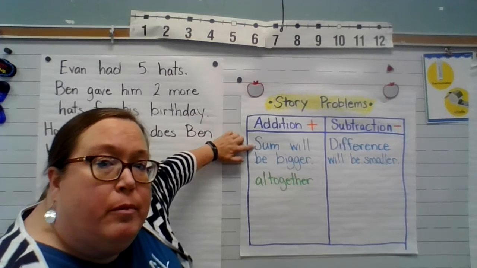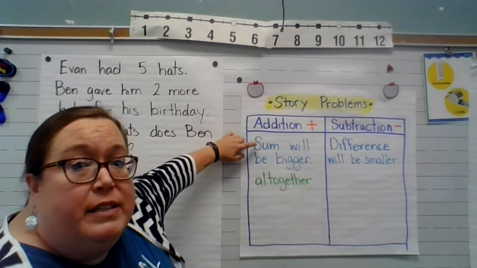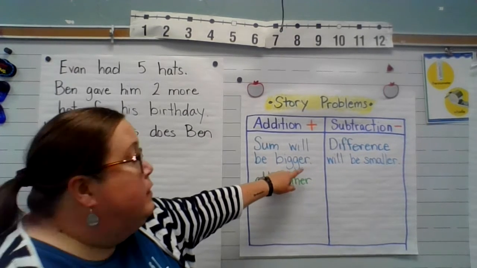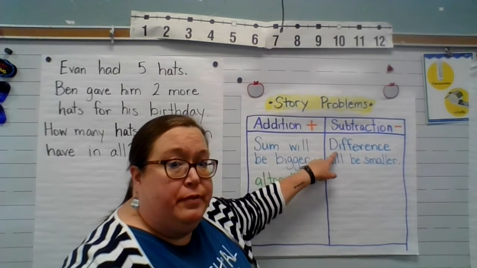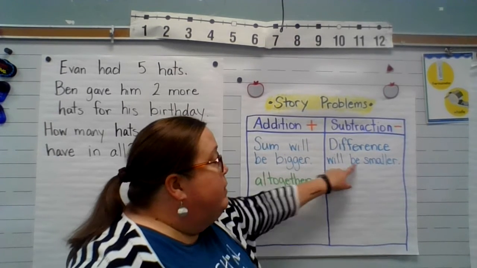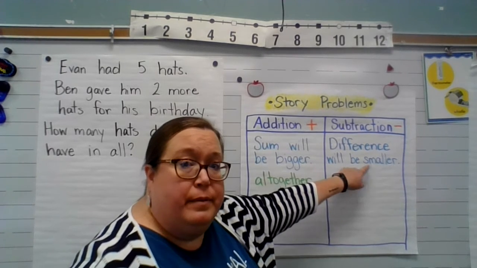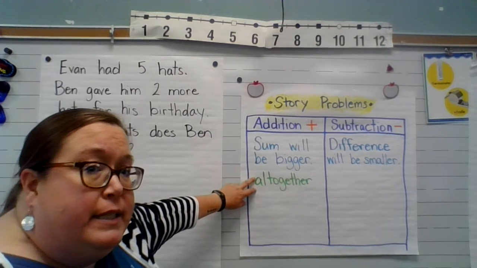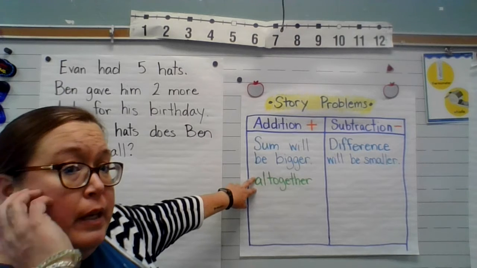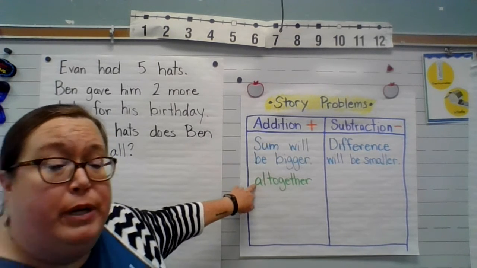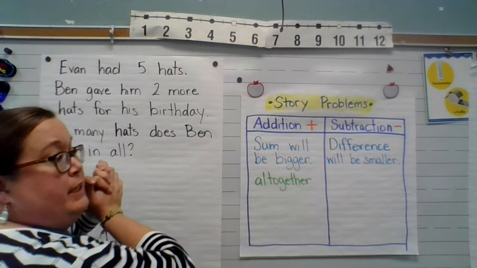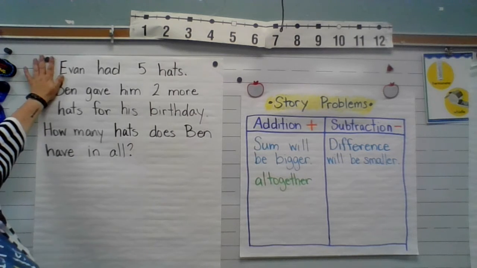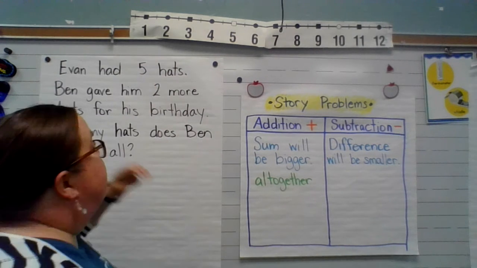The answer to an addition problem is called the sum. And the sum will always be bigger than the two numbers that are added together. The answer to a subtraction problem is called the difference. The difference will be smaller than the number you started with. Okay? We talked yesterday about an important word that tells us that it's going to be an addition problem, is all together, because we're putting two things together to get the sum, or to get the answer. Okay? All right, let's look at this story problem for today.